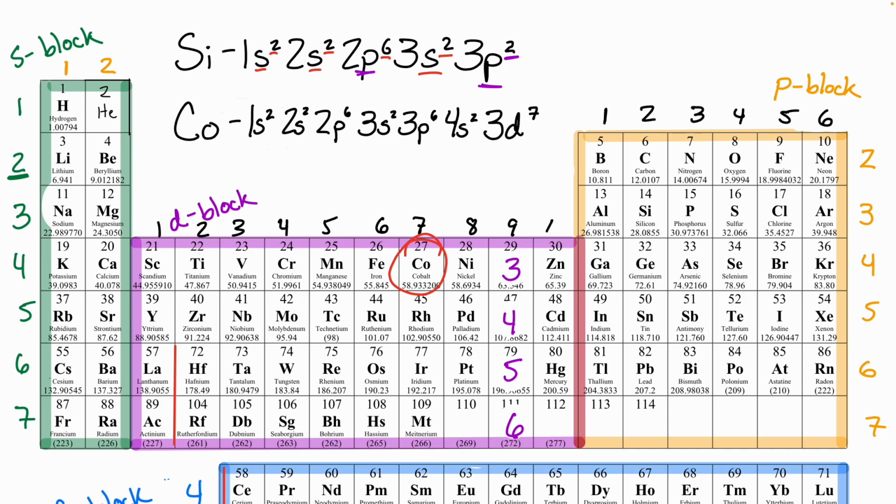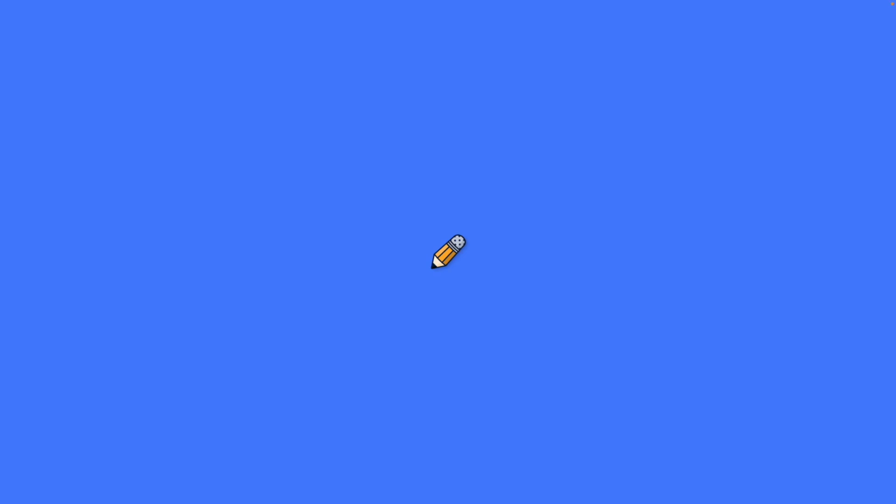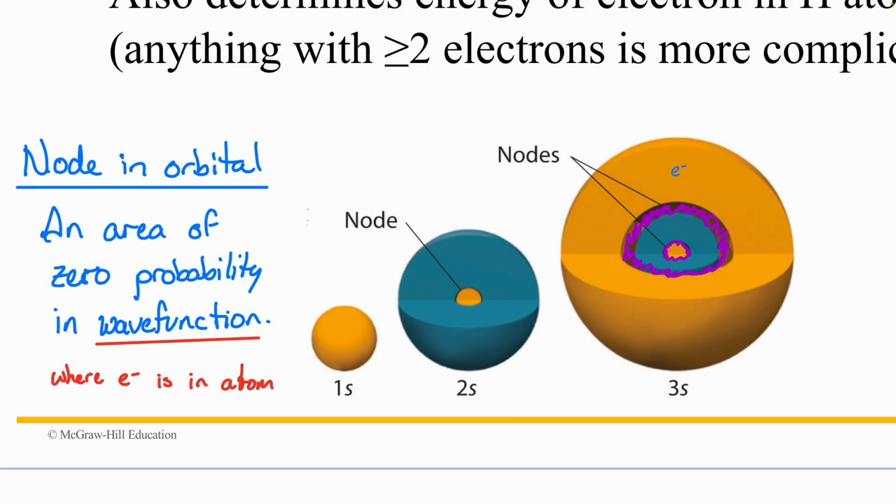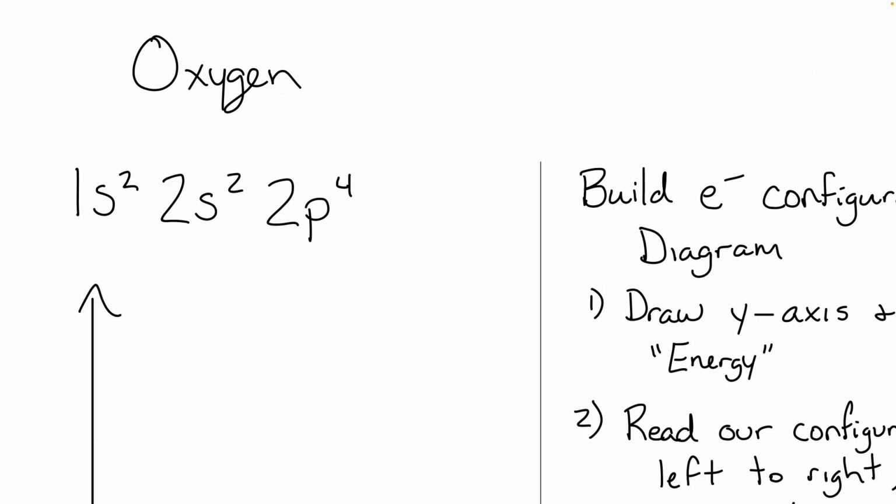We're going to learn how to do 2 things with these electron configurations here. The first is what we're going to call electron configuration diagrams. So we're going to translate that same information into a diagram form.